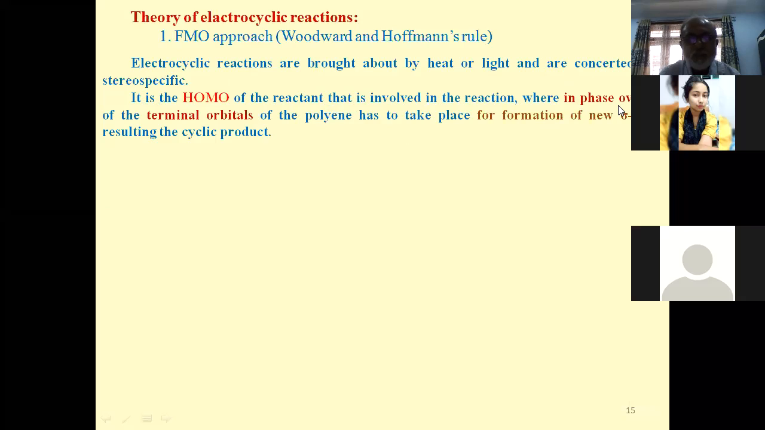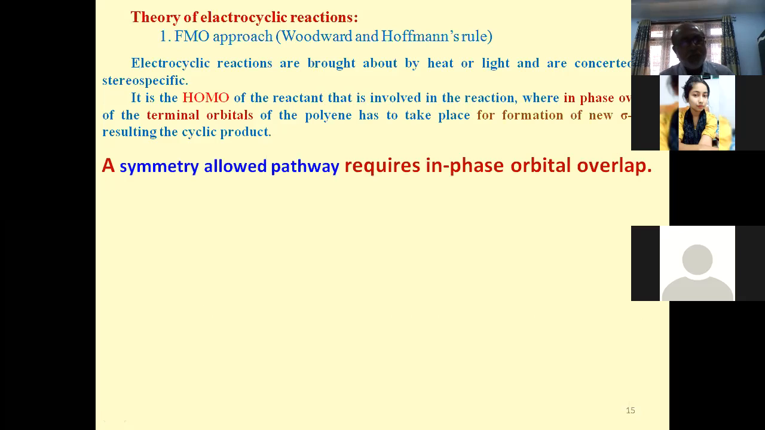And where there is in-phase overlap, that means when a bond is formed between two orbitals, the same phase orbitals must come together. If they are of opposite phase, then there is no bonding. If the phases are the same and they come together, then bonding is going to form. That is the simple theory. Here again it is written, a symmetry allowed pathway requires in-phase overlap, that means overlapping in the same phase.